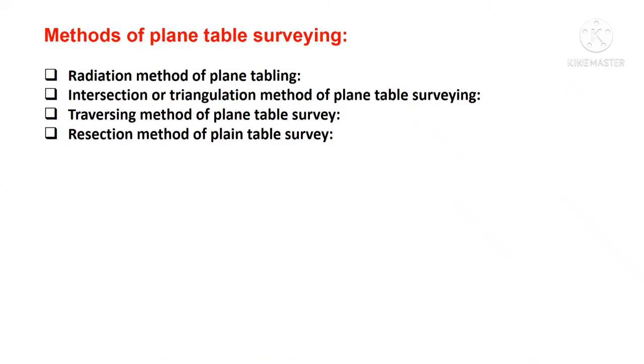Now, what are the methods used to do plane table surveying? There are basically four methods: the radiation method, the intersection or triangulation method, the traversing method, and the resection method. These methods will take some time to elaborate in detail, so in my next video we are going to discuss them in a brief manner. The radiation method is done from one single point, and we have to mark it using ranging rods again. Whatever the procedure, advantages and disadvantages of all four methods, we are going to discuss in the next sessions.